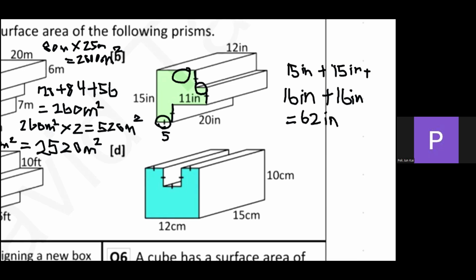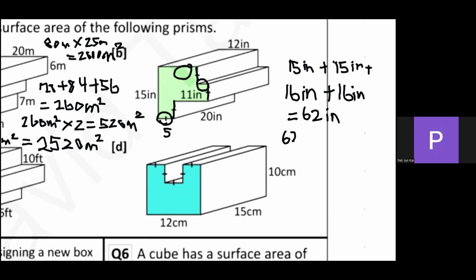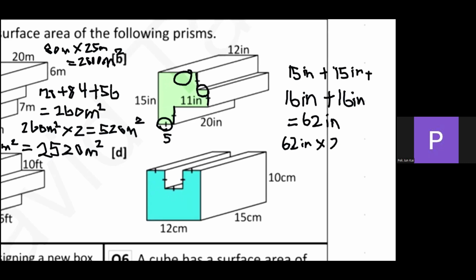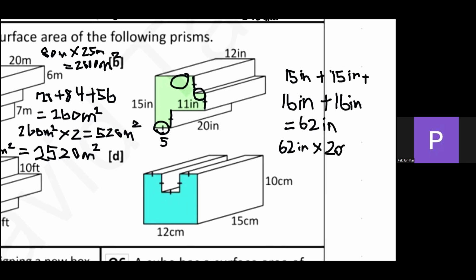So we take the perimeter of the cross-section and multiply it by the length of the prism. We would get 1240 inches square. So now the formula is P times L plus 2 times the area. So now we need to find the area of the cross-section.